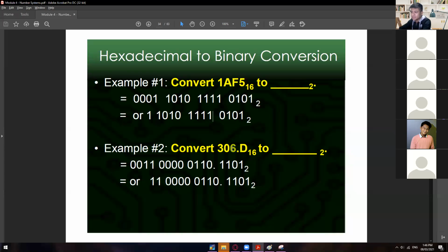So 6 is 0110, so 4 plus 2. And 0 is just 0000. And then 3 is 1100. From here, you can remove the last two zeros and have this as your final answer. Are we clear with example number 2? Yes, sir.